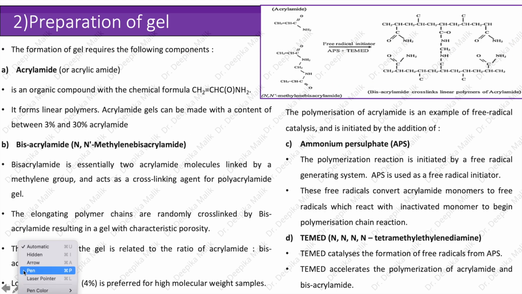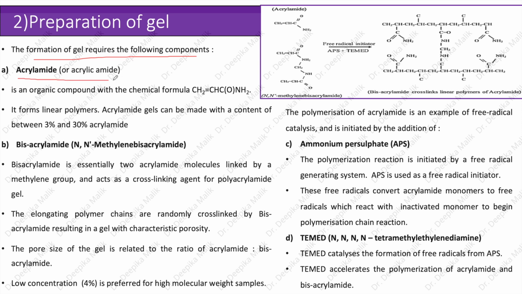The formation of gel requires the following components. First is acrylamide or acrylic amide. It is an organic compound with the chemical formula as shown here. It forms linear polymers. Acrylamide gels can be made with a content of between 3% and 30% acrylamide.